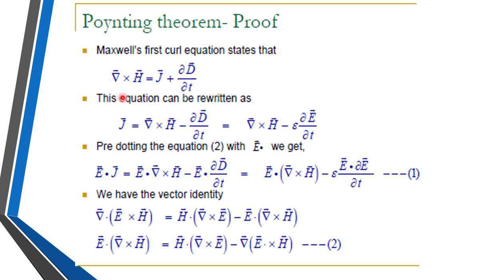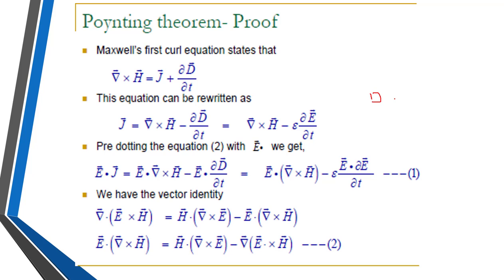With this equation, del cross H bar is equal to J bar plus dou D by dou t. If I want J bar on the left hand side, then J bar is equal to del cross H bar, and then I have to subtract dou D by dou t. So it becomes J bar is equal to del cross H bar minus dou D by dou t. But what is D bar? D bar is nothing but epsilon into E bar.